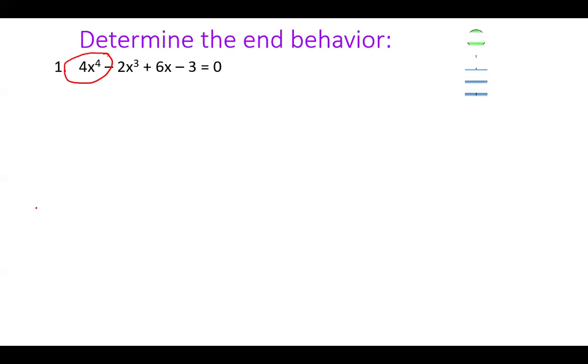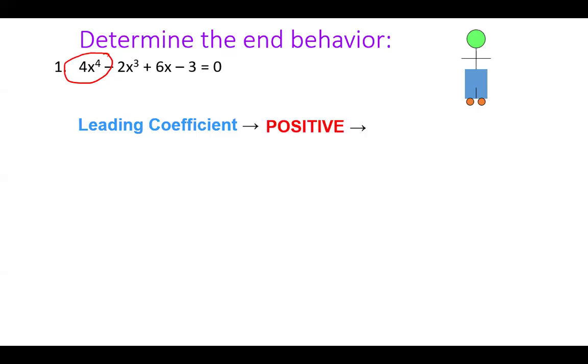Looking at our leading term, we're going to pay attention to the leading coefficient and to the degree. Our leading coefficient, is it positive or negative? It is positive, a positive 4, which means that our right side is going to be going up. So here's Bob. Bob's hand is getting ready to dance. He's now going up.